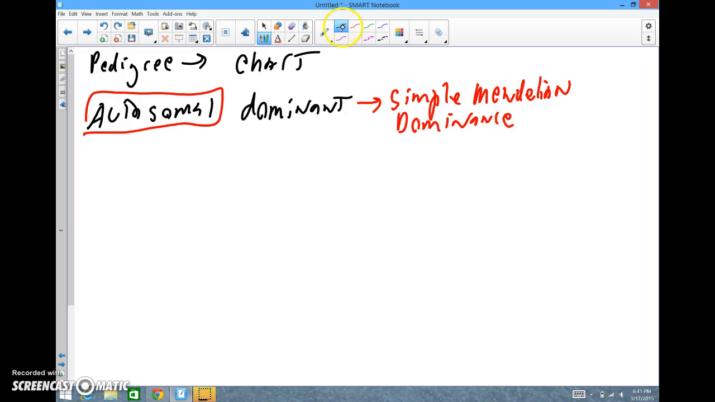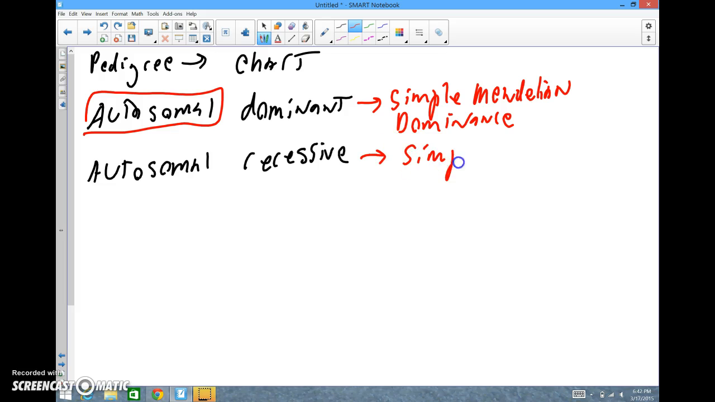Okay? Now, if you see the term autosomal recessive, I'm pretty sure you can guess that that will mean simple dominance again, so it's simple Mendelian dominance.